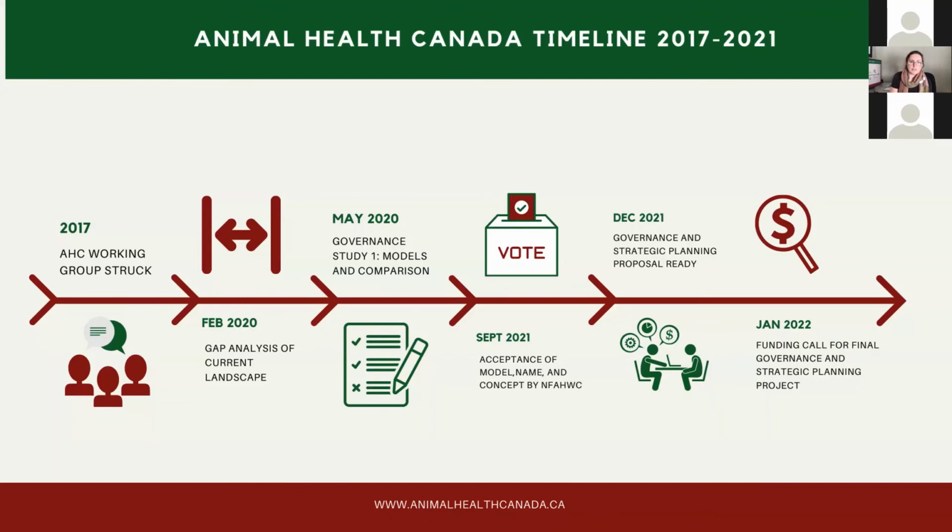In December of 2021, we worked on creating a governance and strategic planning proposal to get to the final leg of the journey. There was a governance study that was done, but now what we need is to answer some very specific questions around governance and our new model. So in January, we brought that funding proposal forward, and we have received support for that. Both industry, federal and provincial governments have supported that funding call, and we are rolling forward with that strategic plan and governance study right now.